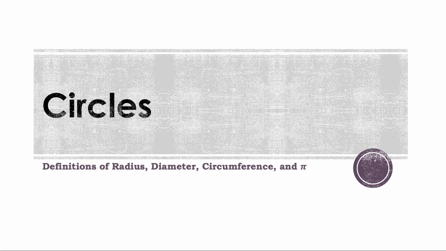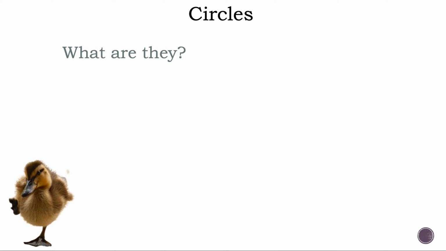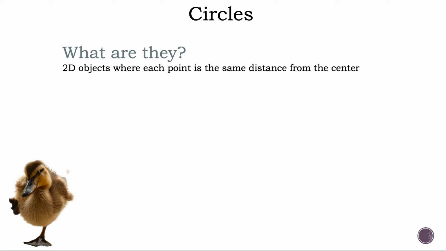Circle definitions of radius, diameter, circumference, and pi. What are they? 2D objects where each point is the same distance from the center.